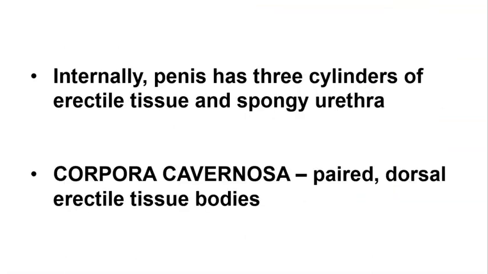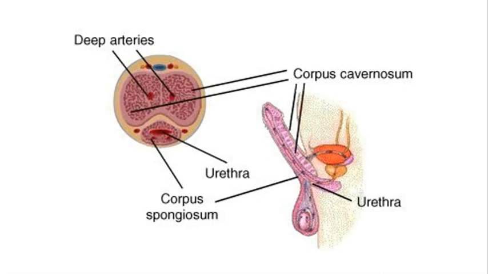Internally, the penis is composed of three cylinders of erectile tissue, which have extensive blood vessels within them, as well as the spongy or the penile urethra. There are two dorsally located erectile tissue structures that are referred to as the corpora cavernosa. The corpora cavernosa fill with blood during erection and prevent drainage of that blood when they are filled.